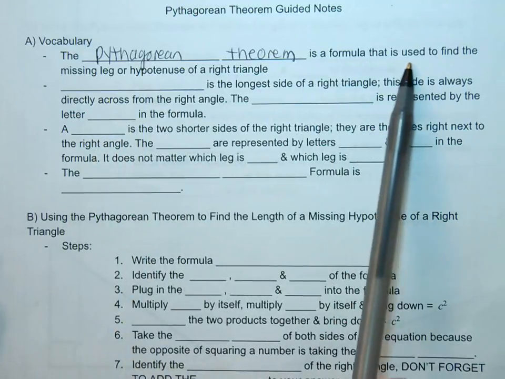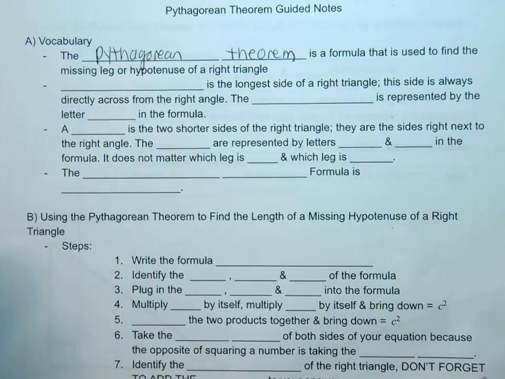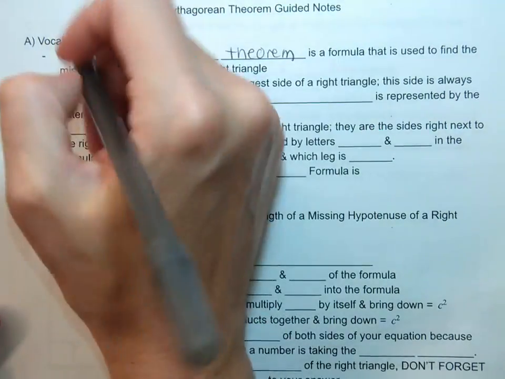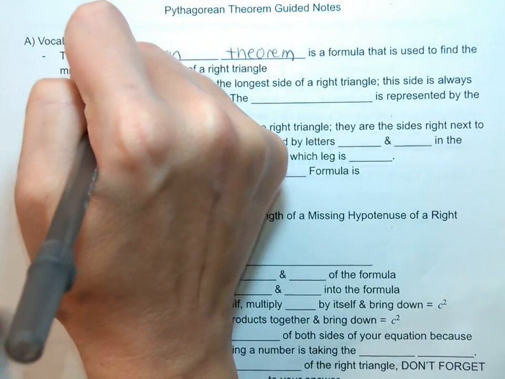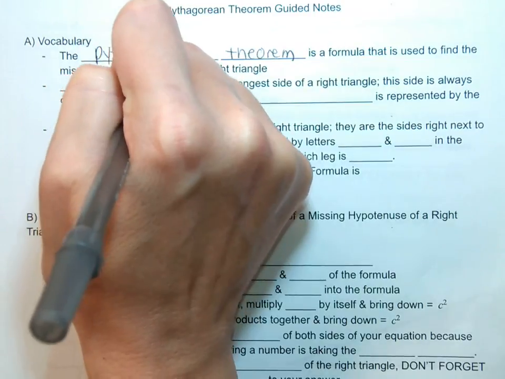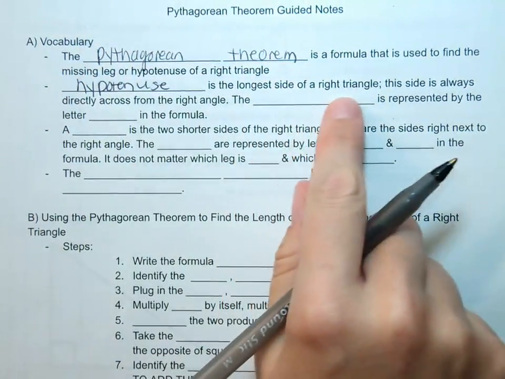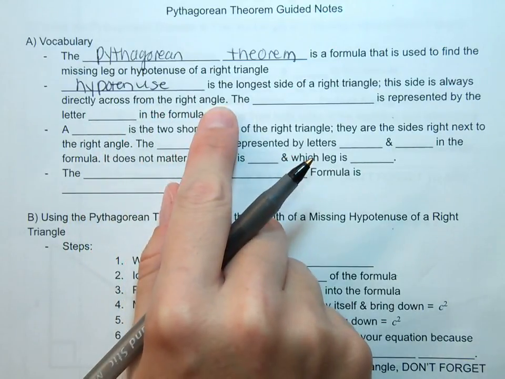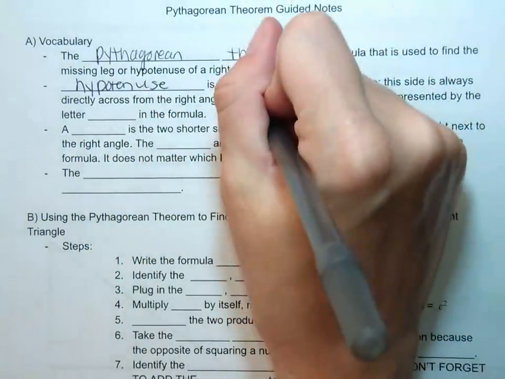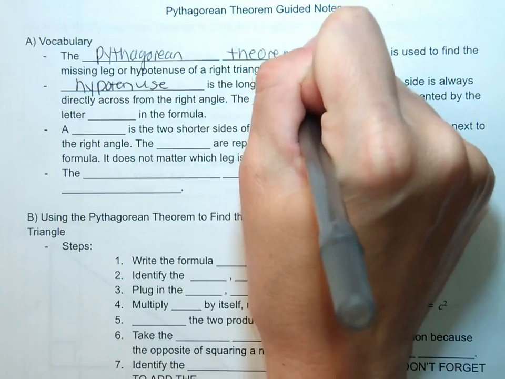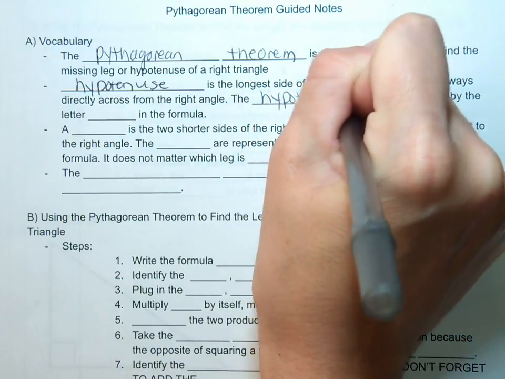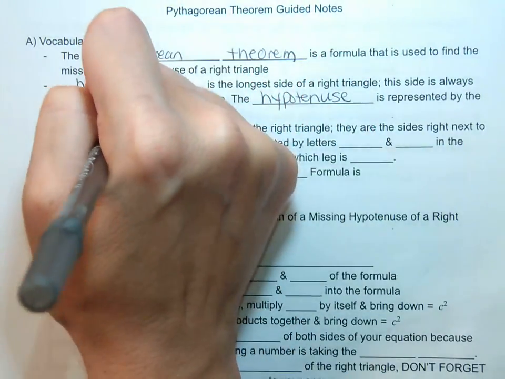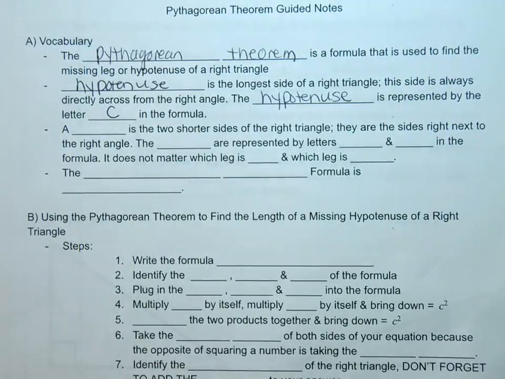The Pythagorean Theorem is a formula used to find the missing leg or hypotenuse of a right triangle. The hypotenuse is the longest side of a right triangle. This side is always directly across from the right angle. The hypotenuse is represented by the letter C in the formula.